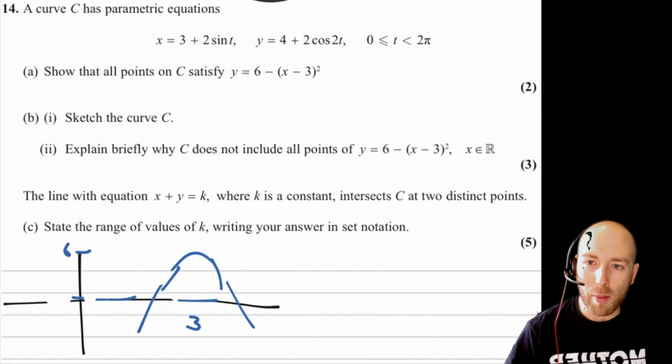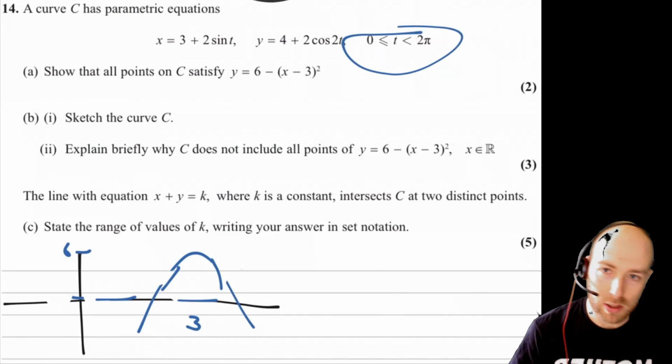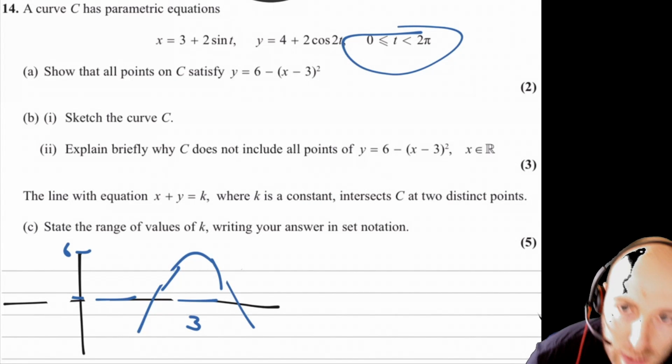There's my quadratic. But we have a t restriction. So we're not going to get the whole of the quadratic. So we need to find what the domain is. So t is between 0 and 2 pi.